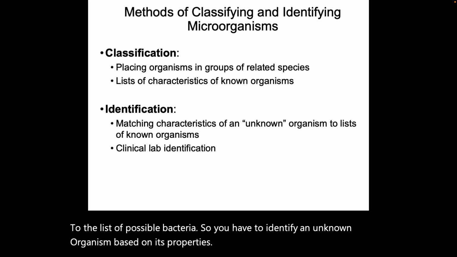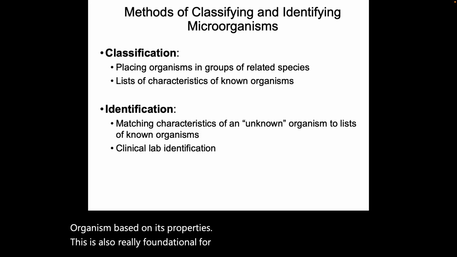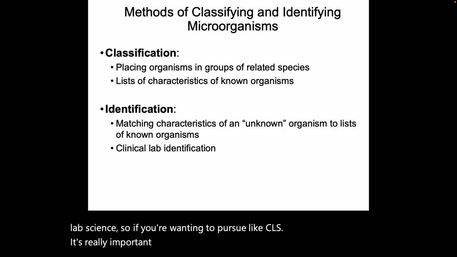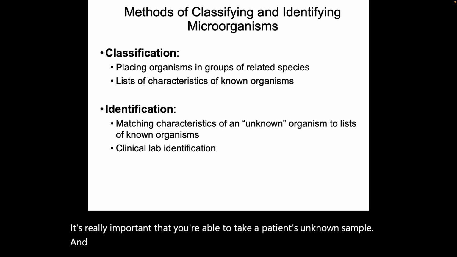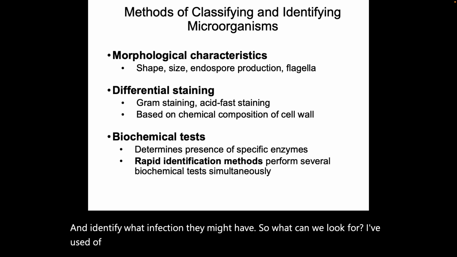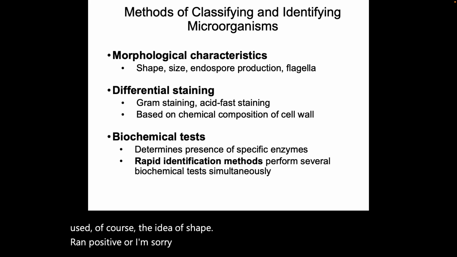This is also really foundational for any of you interested in careers in clinical lab science. So if you're wanting to pursue CLS, it's really important that you're able to take a patient's unknown sample and identify what infection they might have. So what can we look for? I've used, of course, the idea of shape, gram-positive, coccus versus bacillus versus spirochete. Those are all probably pretty different.